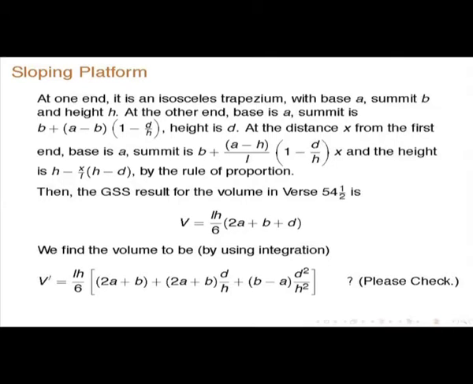When D is equal to 0, top and bottom are the same at the left end and the width is A. When D is equal to H, that is a uniform cross section, the second term is 0 and the width at the top is B. For an arbitrary D, the width at the left end is B plus (A minus B) into (1 minus D by H).